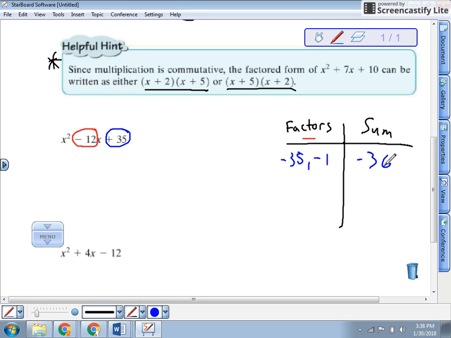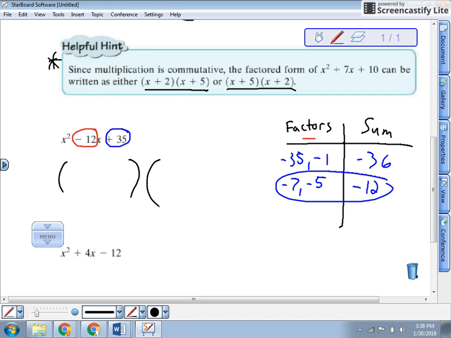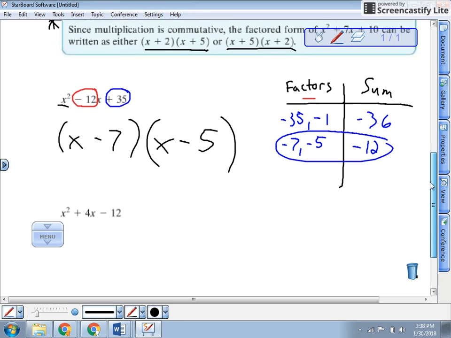How about negative 7, negative 5? Negative 7 times negative 5 is positive 35. When you add those two negatives together, it is negative 12. So that works. When I rewrite my answer, I know that we're going to have x times x, because that gives us our x squared, and then it's going to be minus 7 minus 5. So there's an example where it multiplies to a positive and adds to a negative. There's your final answer. Let's take a look at one more.